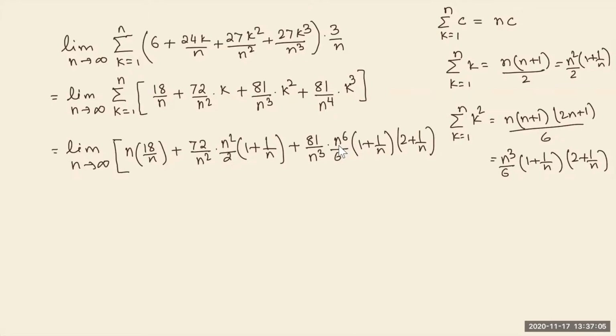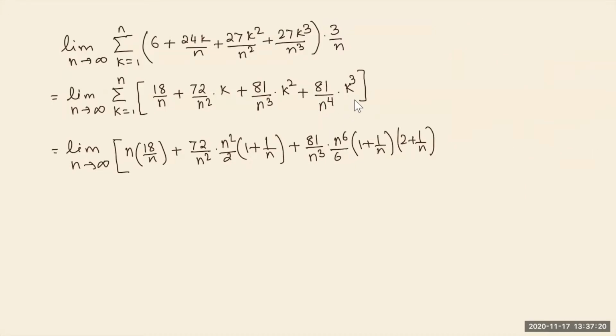Okay, we have one more expression there. So let's work on that. It is this one here, which is 81 over n raised to 4 multiplied by k cubed. So now we need to know the sum of k cubed.